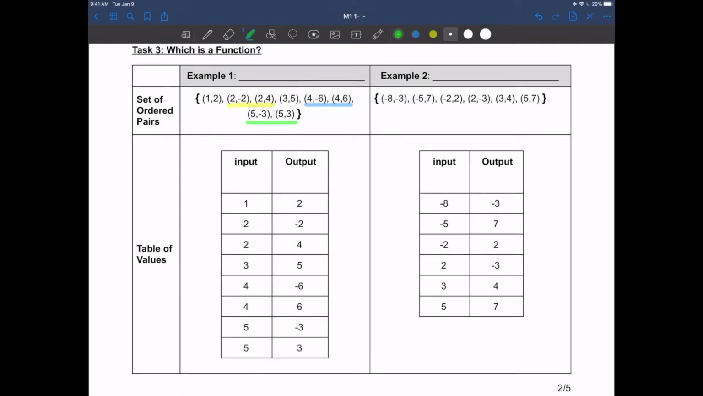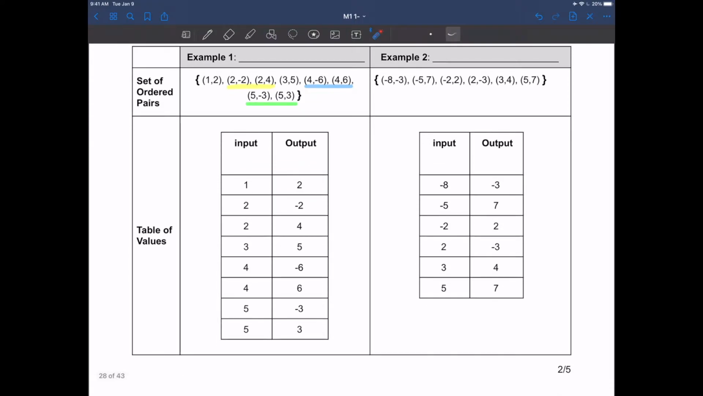Let's look at the table of values. So all of these ordered pairs are put into this table of inputs and outputs. Now, typically for input, we call this X, and for output, we call this Y. It is not always X, nor is it always Y, but those are the most common. So I just put all of these ordered pairs into the table. So 1, 2 is this ordered pair here. 2, -2 is this one here, etc., etc.